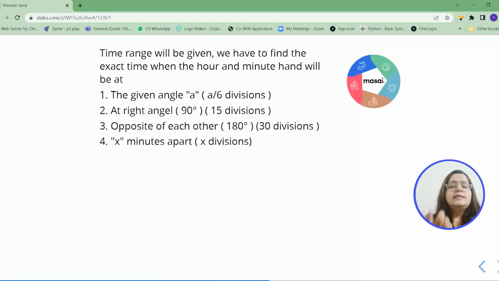Moving on, the next type of question is where the time range would be given. For example, between 5 and 6, or between 10:30 and 11, or between 3 and 4. This is a time range given, and the angle would be given.